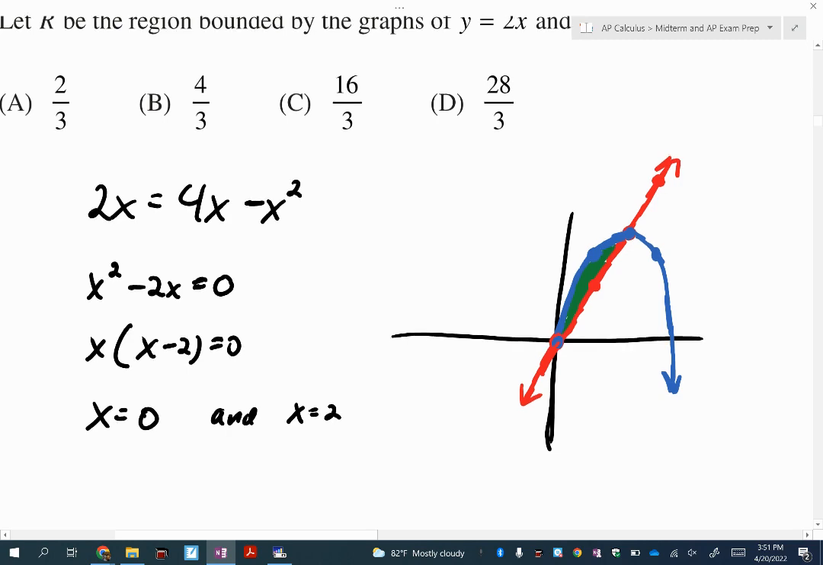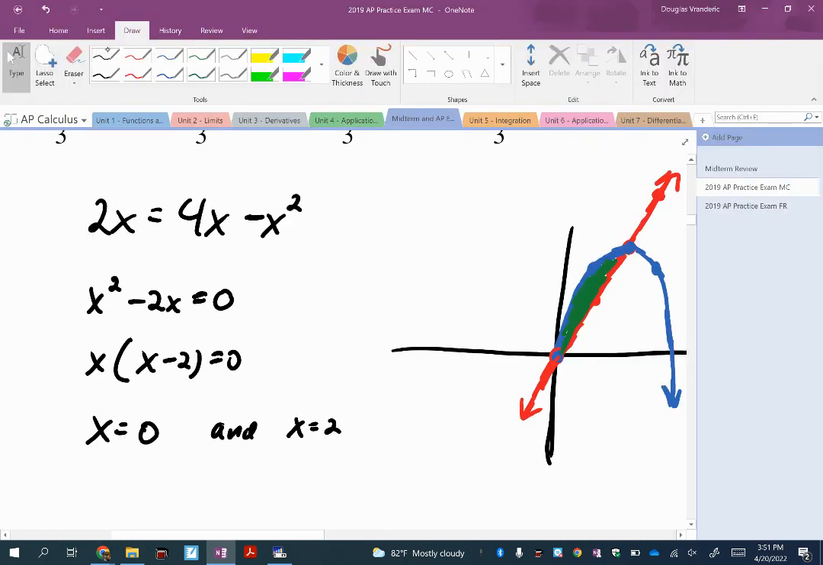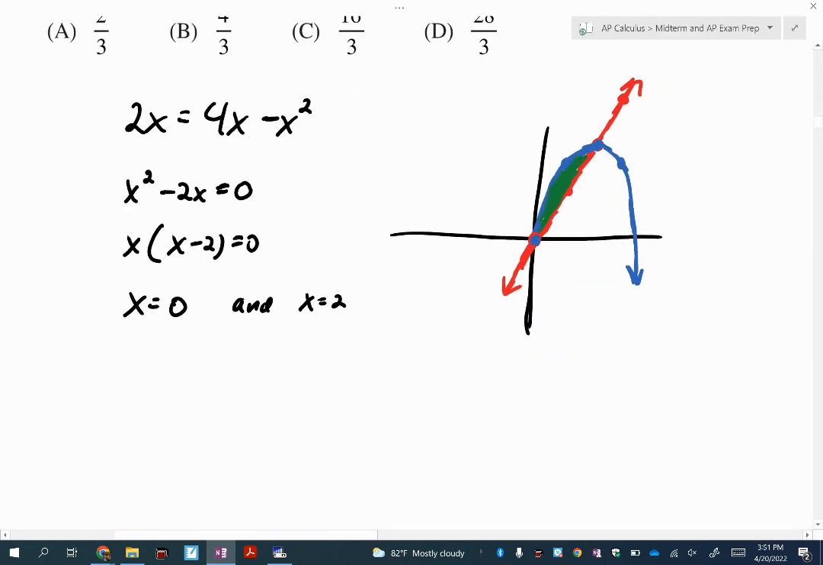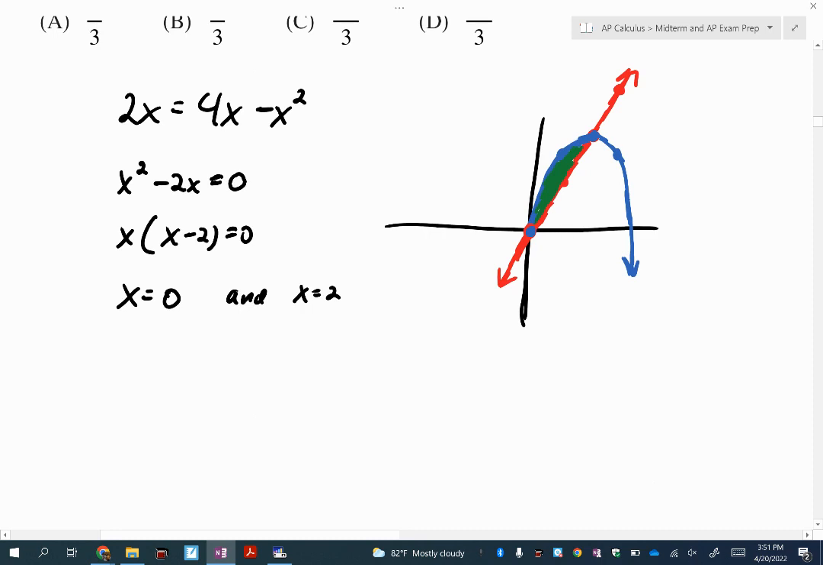Now let's see what you remember. This is called integral calculus, so I'm going to do the integral. What's my lowest x value? 0. Where do I stop? Where do they hit each other again? 2, right? That's the whole point of doing that. So 0 to 2.